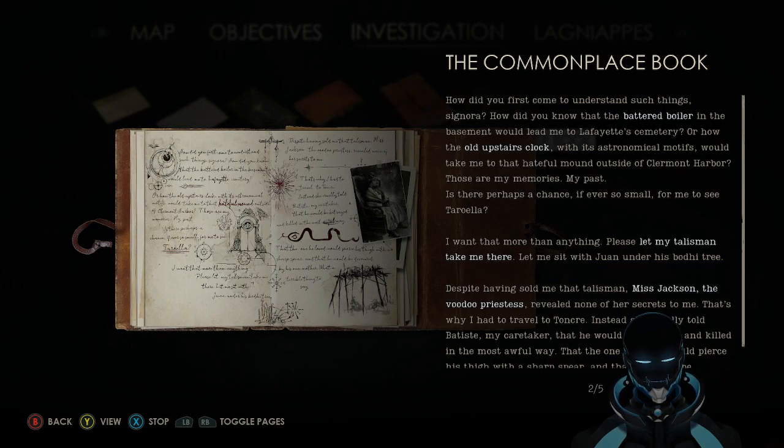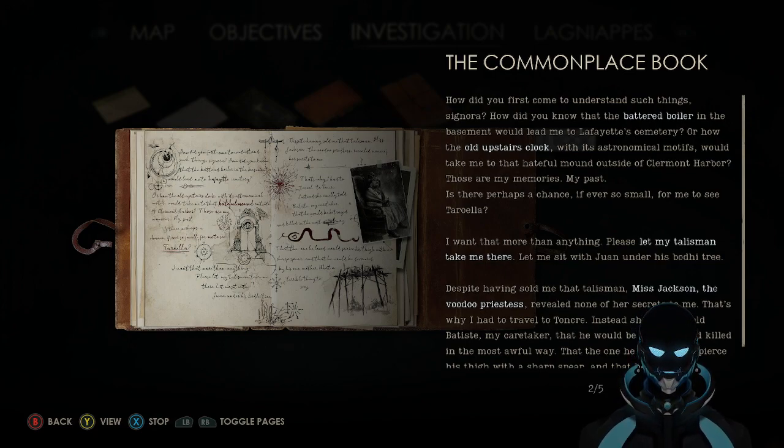Despite having sold me that talisman, Miss Jackson, the voodoo priestess, revealed none of her secrets to me. That's why I had to travel to Tonka. Instead, she cruelly told Baptiste, my caretaker, that he would be betrayed and killed in the most awful way, that the one he loved would pierce his thigh with a sharp spear, and that he would be devoured by his own mother. What a terrible thing to say.